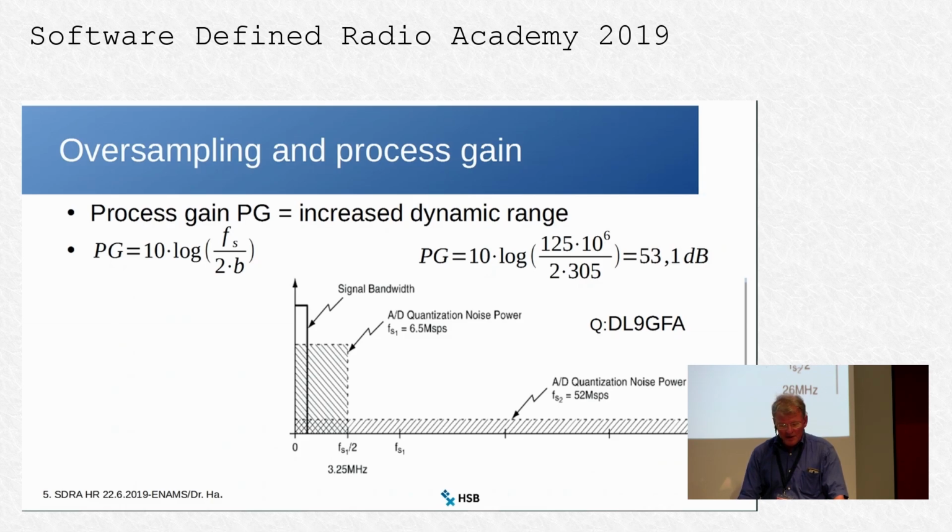Let us make an example. The process gain is calculated as 10 times the logarithm of the sampling rate divided by 2 times the bandwidth. And when we take 305 Hertz with the ENAMS system and 125 megahertz sampling rate, we gain 53.1 decibel process gain. And this is showing we have the sampling rate halved, and we reduce it to the signal bandwidth, and you see the AD quantization noise could be different. We have a little bit more or less.